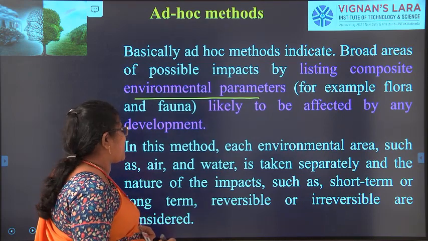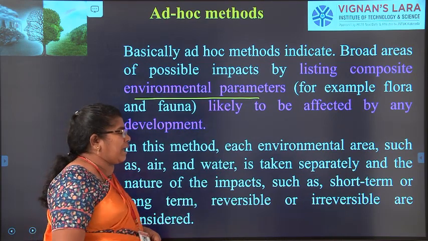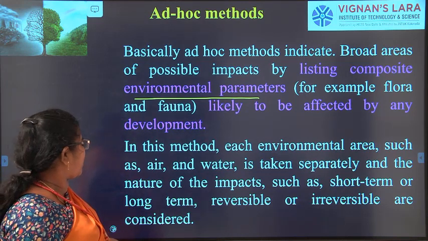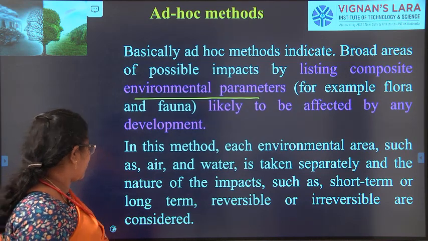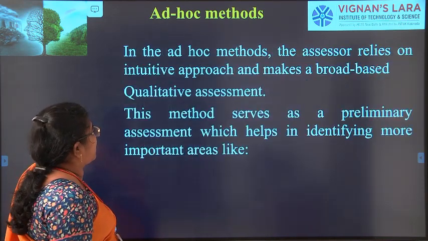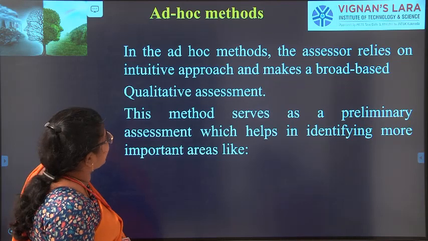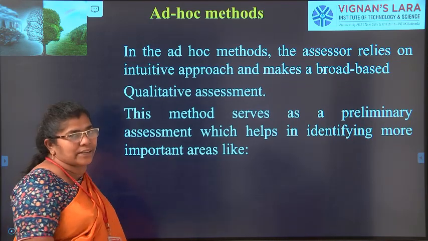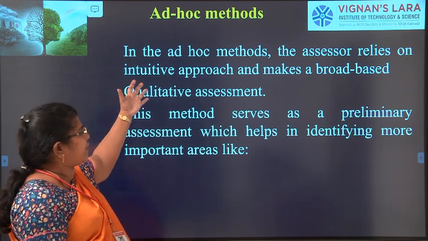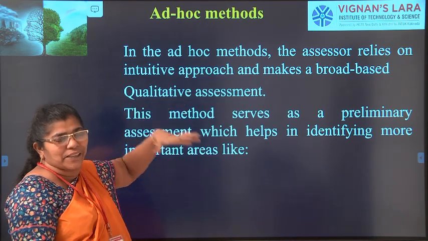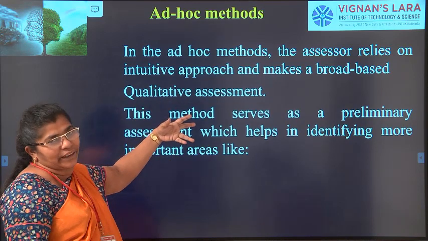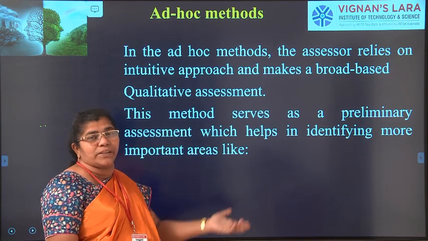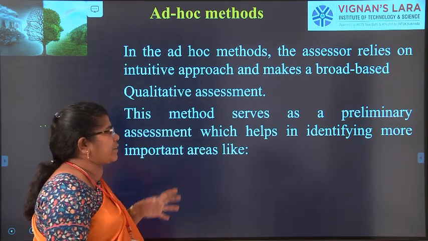In this method, the environmental areas such as air and water can be taken separately, right? And the nature of impact, such as short term, long term, reversible or irreversible, is also considered. In the ad hoc methods, the assessor relies on an intuitive approach and makes a broad-based qualitative assessment. It is not very clear, but it is a specific approach, and it will give a qualitative assessment. These are the things that will be affected, not a quantitative one. How much it is affected they will not give. They will give what things are affected.